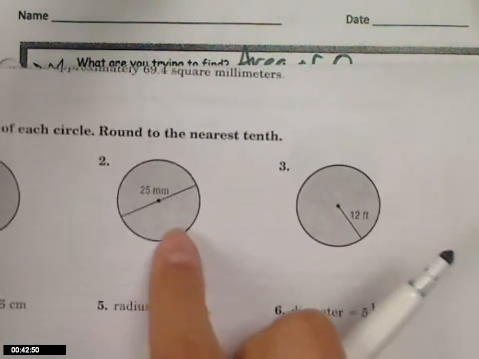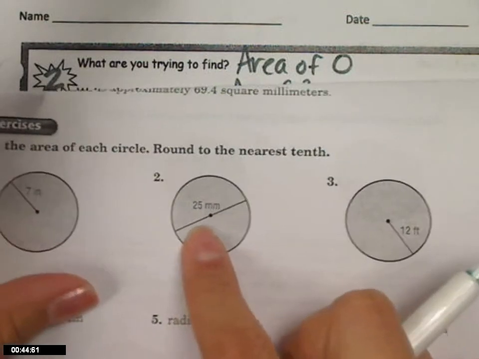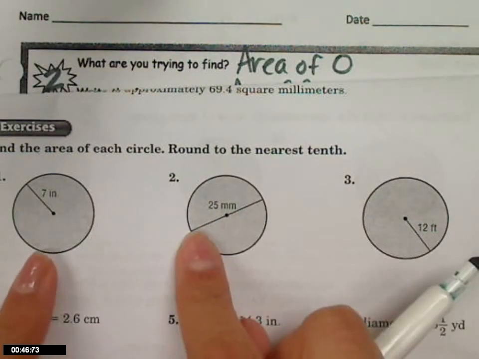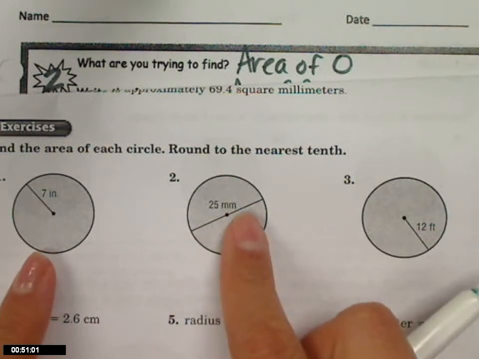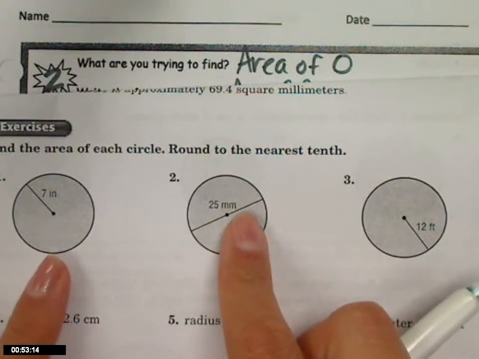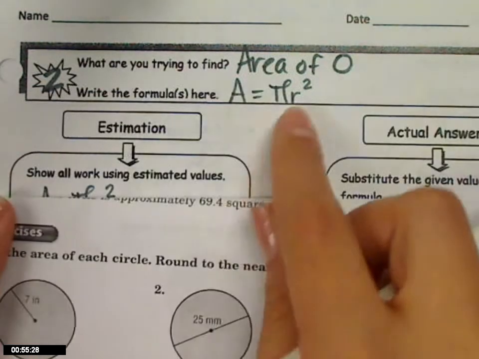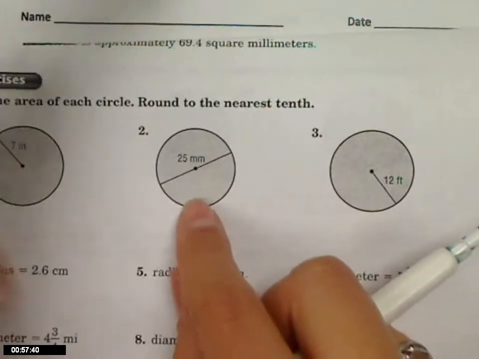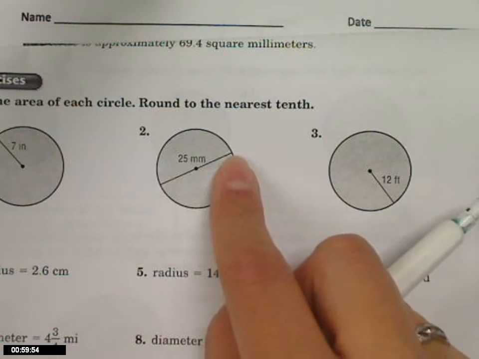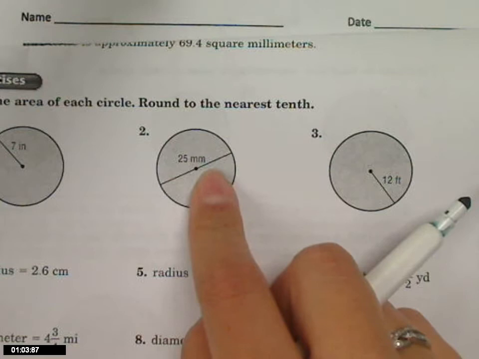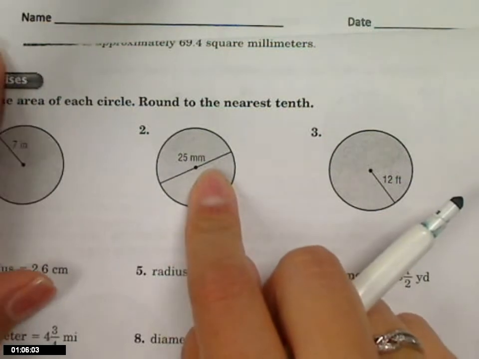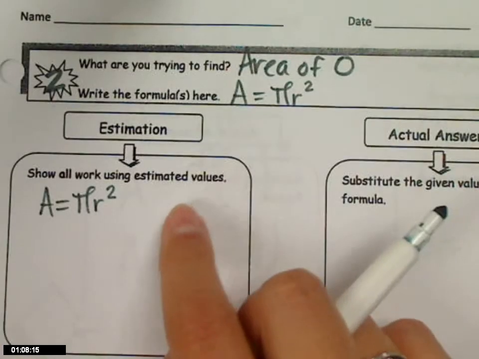And then number 2 looks like this. Now, what's the difference between number 1 and number 2? It gives you the diameter on 2. You have the diameter, and on number 1 it gives me radius. Now, my formula asks for radius, so what do I do if I'm given the diameter? Divide it by 2. Yeah, I have to take 25 and chop it in half or divide by 2. What's 25 divided by 2? 12 and a half. Okay.